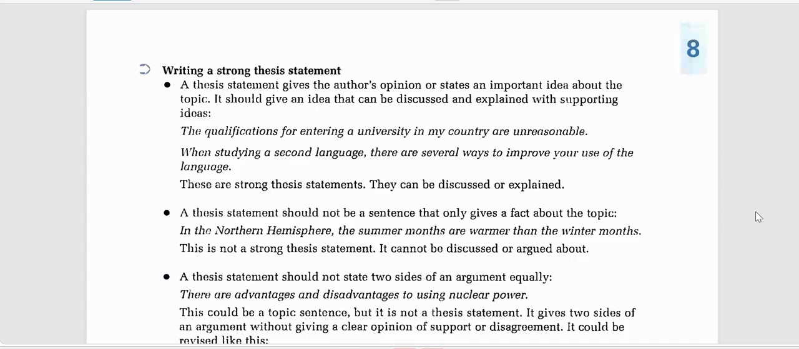A thesis statement should not be a sentence that only gives a fact about the topic. In the northern hemisphere, the summer months are warmer than the winter months. This is not a strong thesis statement. It cannot be discussed or argued about because it's a fact. How can we argue or claim that no, it's not correct, or add some opinions, because it's just a fact.